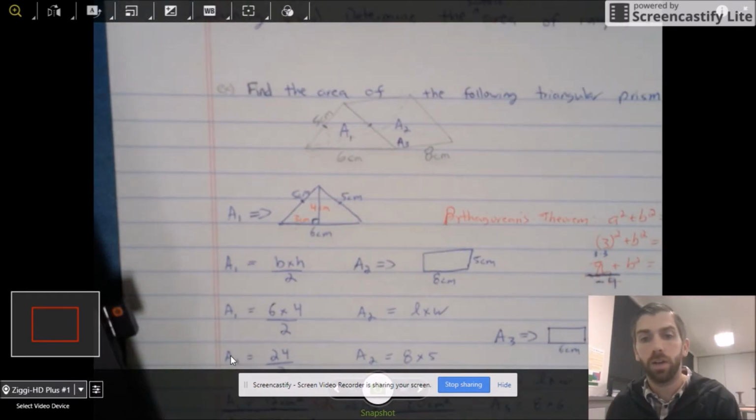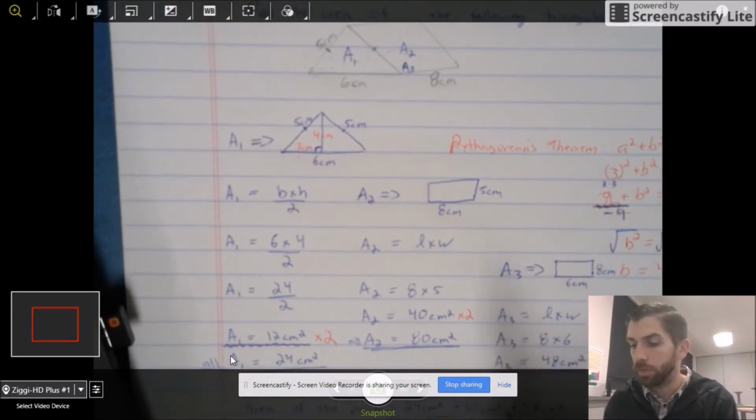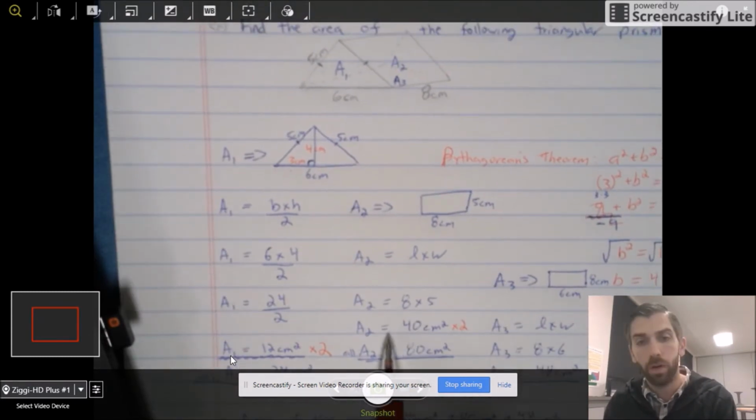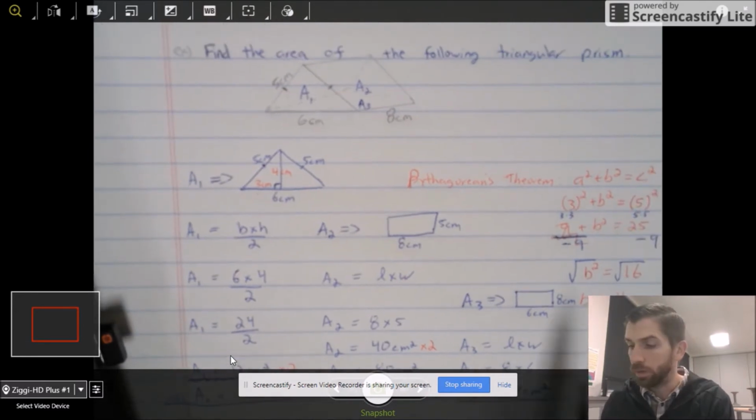Okay, through the magic of television, I've done some of this work ahead of time. We last left off right here where the area of A2 was 40 centimeters squared, and there's 2 of them, so I need to multiply it by 2. So 40 centimeters times 2 gives me the area of all my A2s, which would be 80 centimeters squared. Next thing we need to do is find the area of A3.